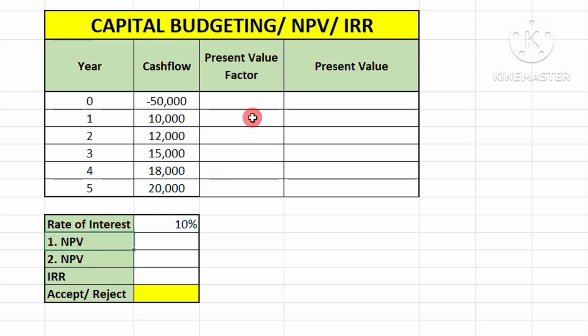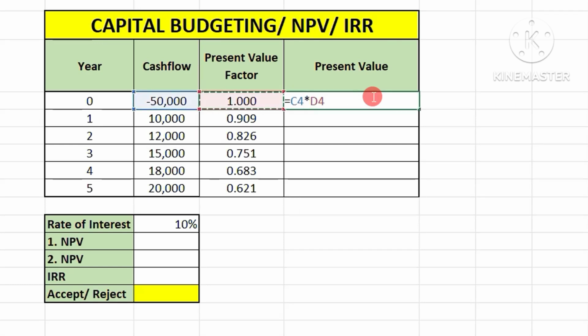Now there are two ways of calculating NPV. One is the manual method of calculating. The second method will be formula based, which is given in Microsoft Excel. In the first, we'll first find out the present value factor of each year. The formula we are using is 1 divided by interest rate to the power of number of years. So this is the respective present value factor for year 1 to 5, and this factor will be multiplied with the cash flows, so we'll get the present value of cash flows.